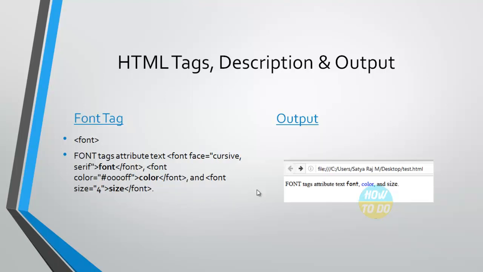Next comes the font tag. Font tags have attributes: text font face is equal to cursive, serif. We are giving the font name, font type, and color, etc. So this is the complete syntax which is used for the font tag, and the output will be in this way. You have written the font tag's attributes: text as font, we have given the font, we have given the color to the color text, and we have given the size. So in this way you will be able to get the output.